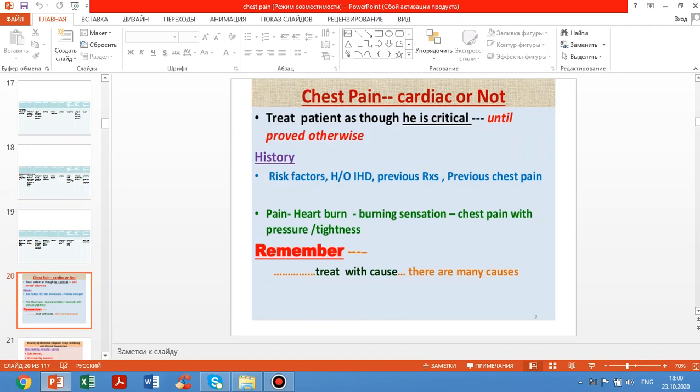First, we should detect: is the pain cardiogenic or not? Treat the patient as though he is critical until proved otherwise. History: risk factors, history of ischemic heart disease, previous medicines, previous chest pain, heartburn, burning sensation, chest pain with pressure, tightness. Remember, treat the cause. There are many causes.